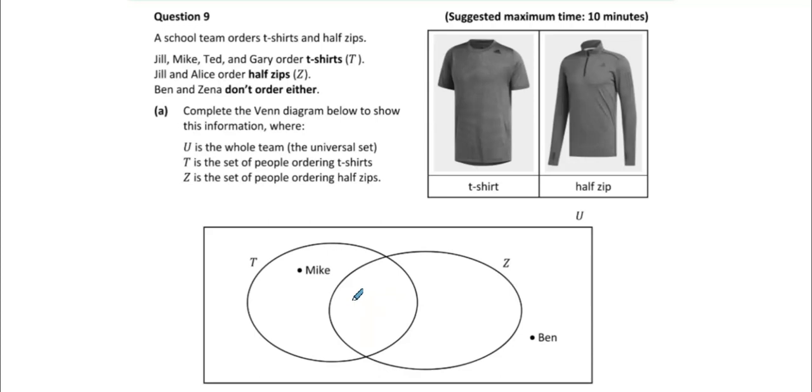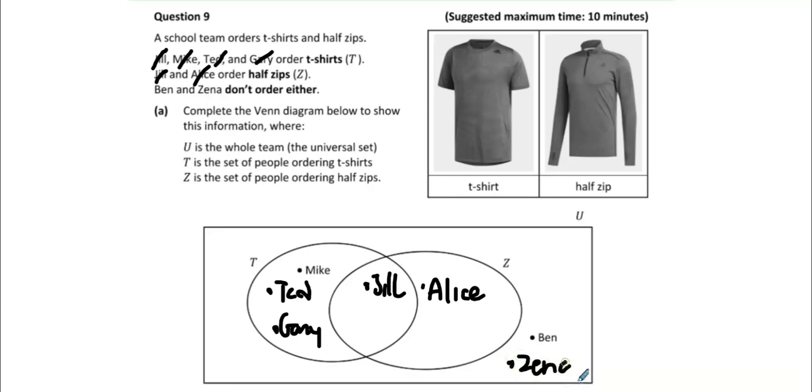I wonder, did anybody order both items? Jill and who else? Only Jill. Okay. And that means Ted and Gary are here as well, are they? And then people who ordered half zips, just Alice, is it? Did everybody get the same as me? Am I forgetting anybody? Oh, I didn't put in Zena on the outside either. Ben's there already. We are good.